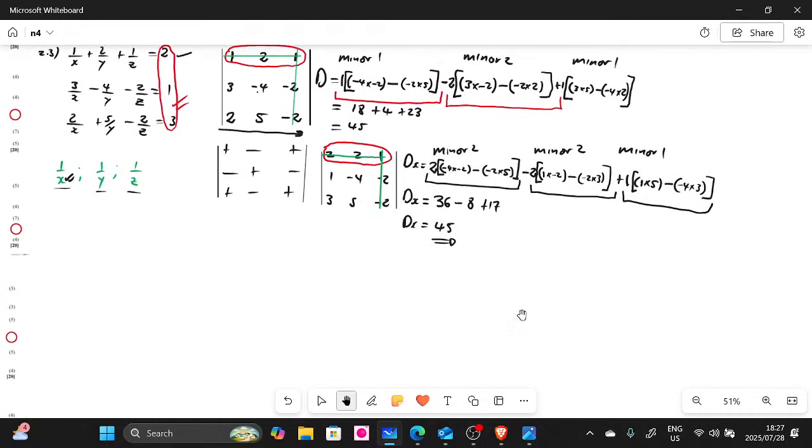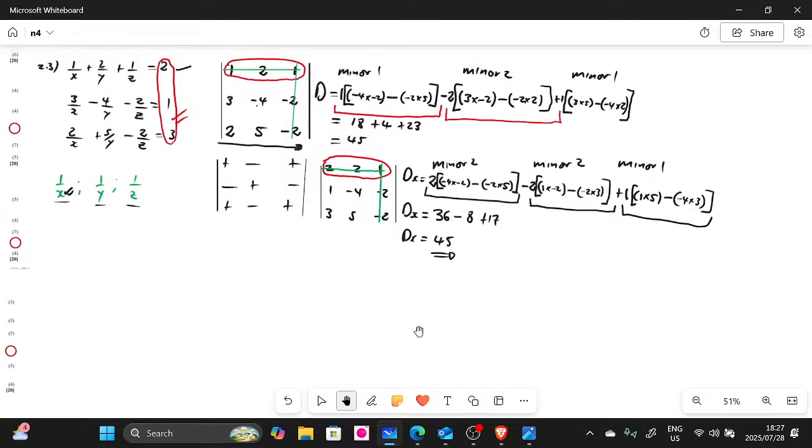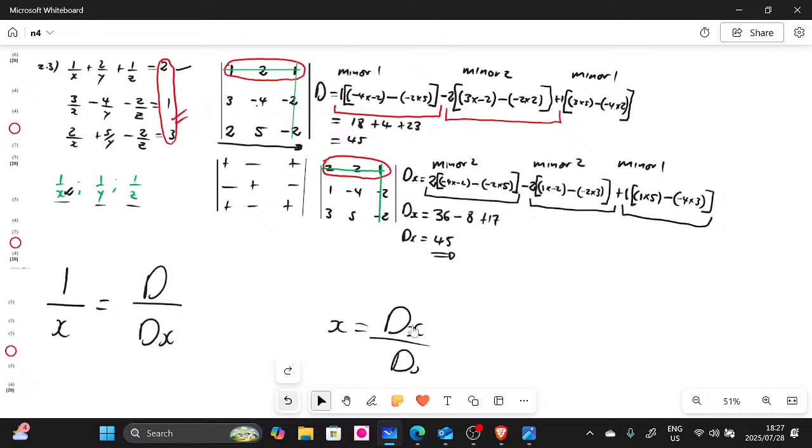When you calculate for a variable, I'm going to write it here with big numbers. When you calculate for x, because our x was inverted, this is the formula. It's going to be d divided by dx. Usually it is the other way around. Usually, if our equations are not inverted, x is equal to dx divided by d. But since this is inverted, you do it this way, guys.